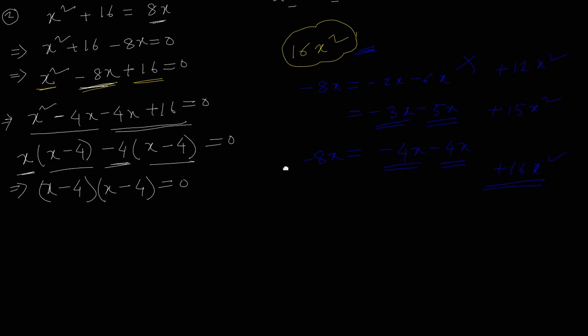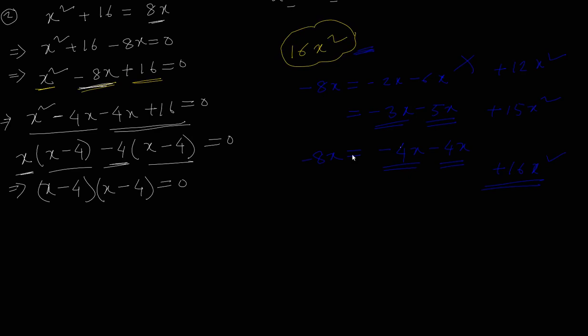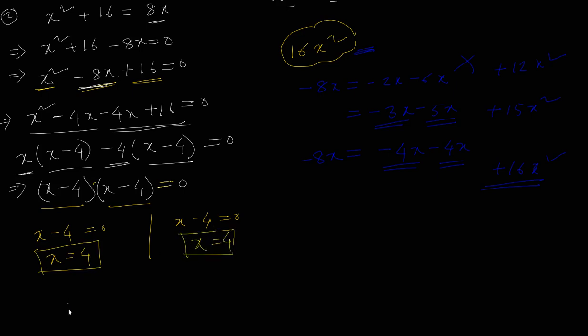Again, as you can see, I have two mathematical expressions in product form, and the product is equal to 0. So I can write x minus 4 equal to 0, and the second x minus 4 equal to 0. So I can write x equal to 4, and also x equal to 4. So my solution to the quadratic problem is actually 4. You can write it twice, that's also fine.